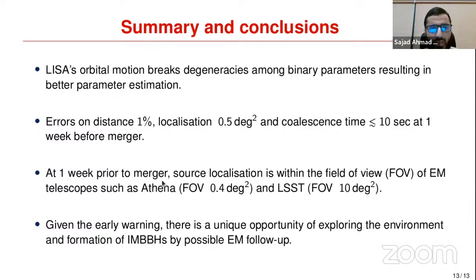At 1 week prior to merger, the source localization for all the sources is within the field of view of electromagnetic telescopes such as Athena and LSST. So given this good sky localization, we can give early warning to the electromagnetic telescopes, and this produces a unique opportunity of exploring the environment and formation of these intermediate mass binary black holes by possible electromagnetic follow-up. Thanks.